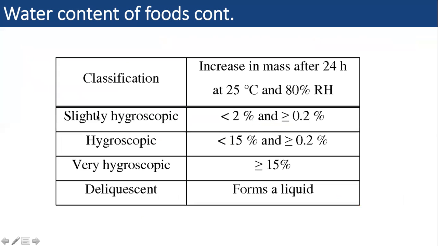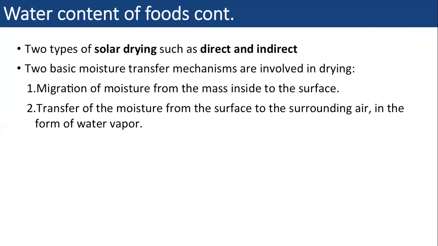Then you can see the classification of hygroscopic foods and non-hygroscopic foods. You need not remember these things, just read the differences. Then we are going to discuss some drying techniques. Solar drying is one of the most common techniques. Still, we use it in our domestic applications for paper, for some coconuts, for some fruits as well. We use solar drying techniques, but there are two types: direct solar drying and indirect solar drying.